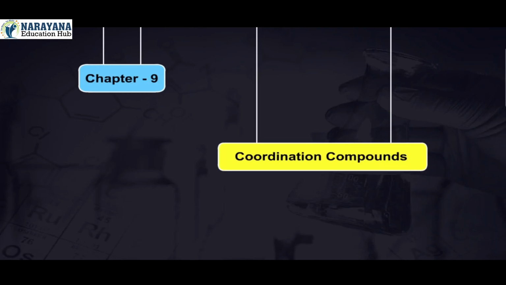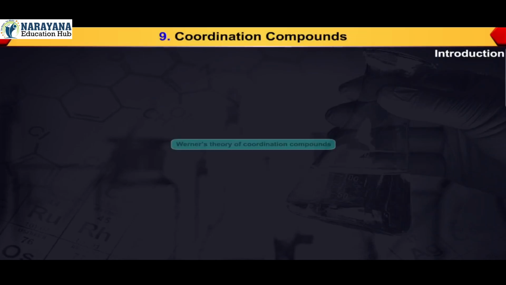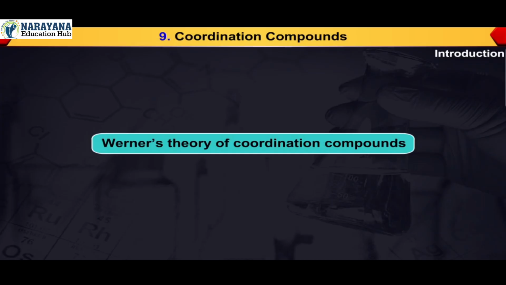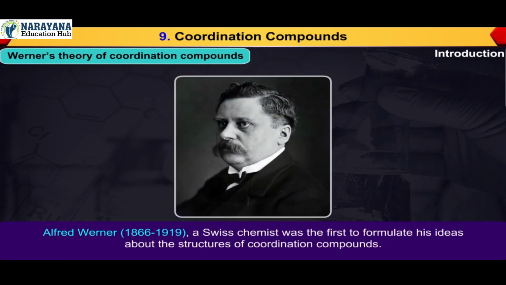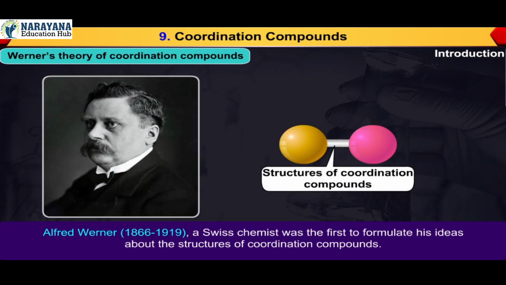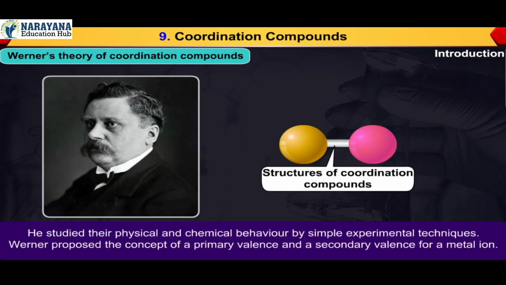Coordination compounds. Introduction. Werner's theory of coordination compounds. Alfred Werner, 1866 to 1919, a Swiss chemist, was the first to formulate his ideas about the structures of coordination compounds. He studied their physical and chemical behavior by simple experimental techniques. Werner proposed the concept of a primary valence and a secondary valence for a metal ion.